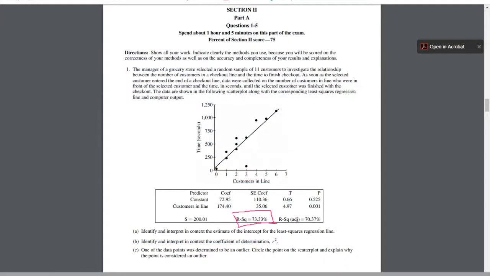And C. One of the data points was determined to be an outlier. Circle the point on the scatter plot and explain why it is an outlier. It's obviously this one. And why it's an outlier. So what's weird about it, it's well below the line. It's the one farthest away from the pattern. To put it more into context, which it doesn't ask for here, but is still a good thing.